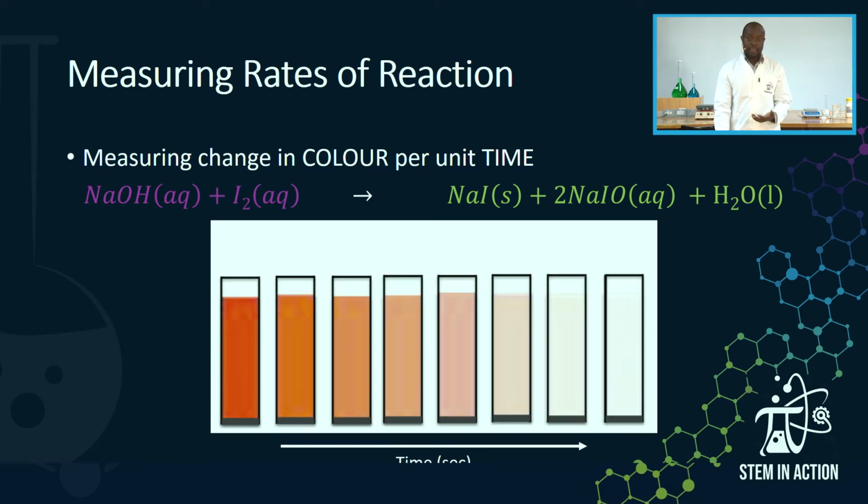So you get a result which looks like that, where we start off with a very brown reaction mixture, but as our iodine gets depleted or used up, our solution becomes clearer and clearer. And if we are measuring the rate at which that color change is happening over time, we'll get an idea of the rate of that reaction.